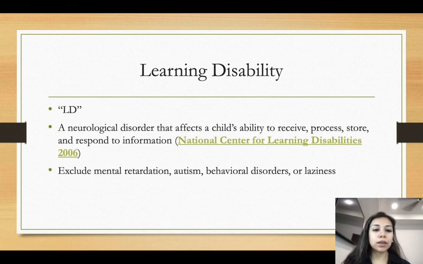So LD, better known as learning disability, is a neurological disorder that affects a child's ability to receive, process, store, and respond to information. And it may be surprising, but this does exclude mental retardation, autism, behavioral disorders, and or laziness.